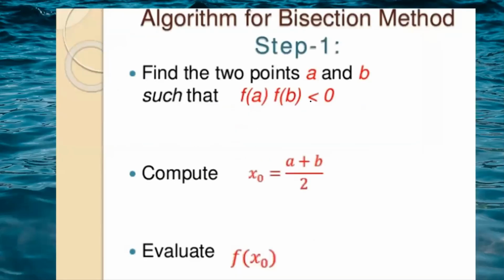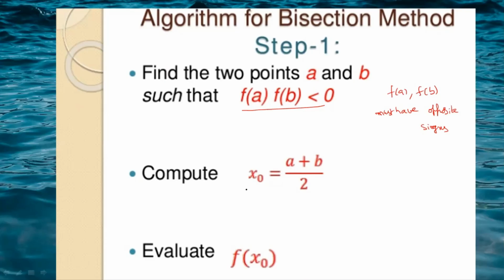So first, in the bisection method, step one is to choose two points a and b such that f(a) times f(b) is less than 0. That means f(a) and f(b) must have opposite signs. That is the first rule. So you always have to choose two values a and b such that if f(a) is less than 0, then f(b) should be greater than 0, or if f(a) is greater than 0, then f(b) should be less than 0. They must have opposite signs. Then only f(a) times f(b) will be less than 0. So this is number one.